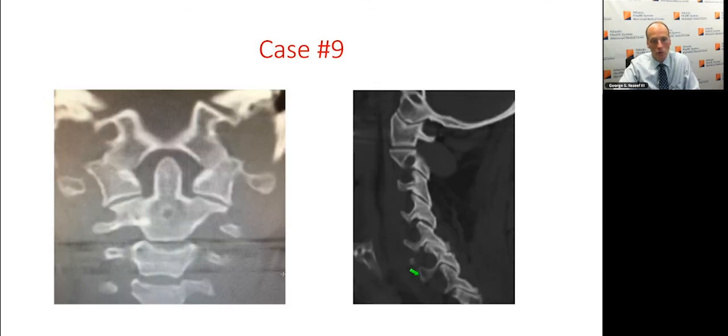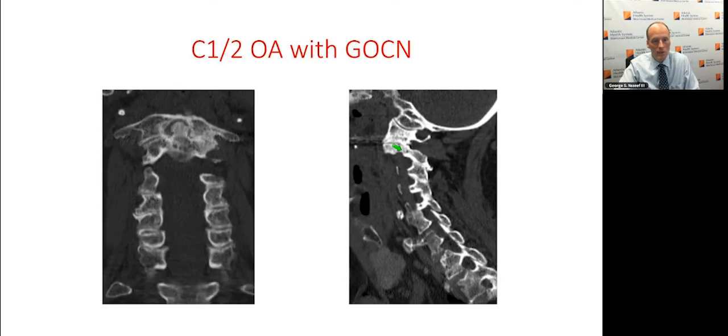This is a normal C1-2 articulation here and here, and this is what it looks like on a sagittal view. This is a woman who had developed severe headaches, neck pain. She developed a bone-on-bone C1-2 articulation, which was causing greater occipital neuralgia. I sent her to one of the interventional pain docs. They did a steroid injection there. At that one level, it completely took the pain away.